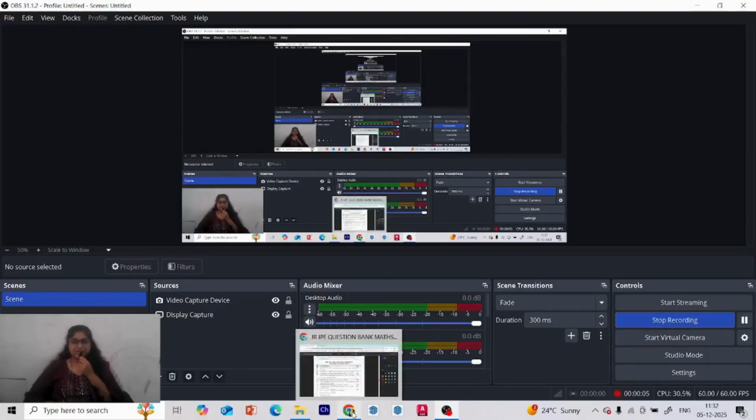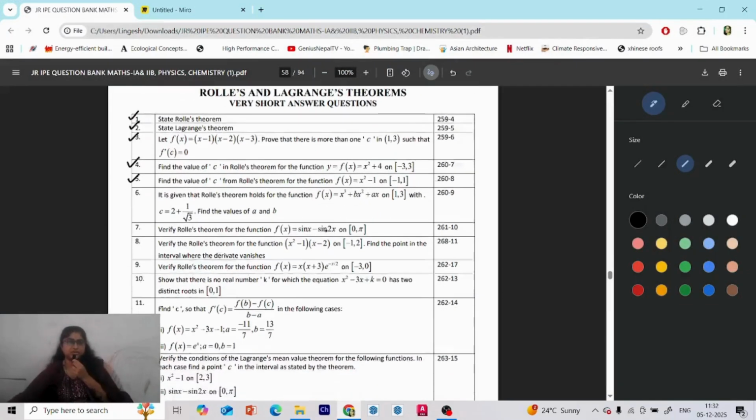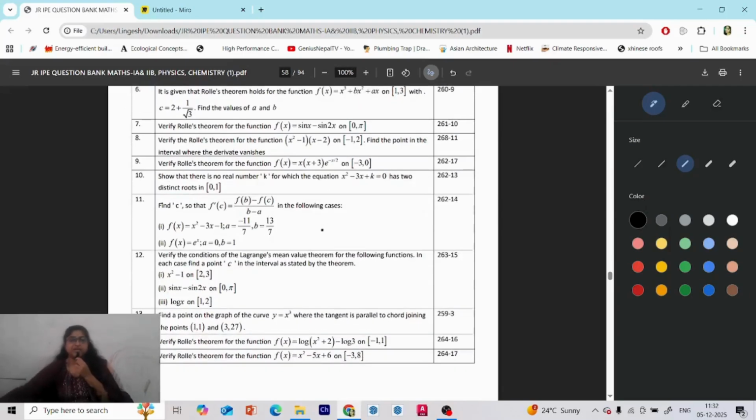So in the last video, we saw the introduction for Rolle's and Lagrange's theorems and we solved a few questions. So today, let's solve some more questions from the same topic. So let's do from the very end. Verify Rolle's theorem for this function f of x is equal to x square minus 5x plus 6 on minus 3 comma 8.